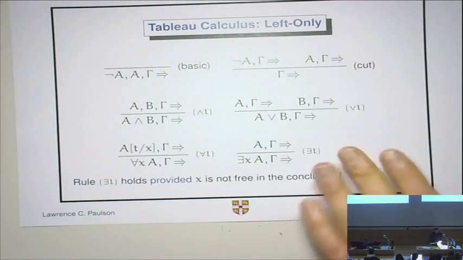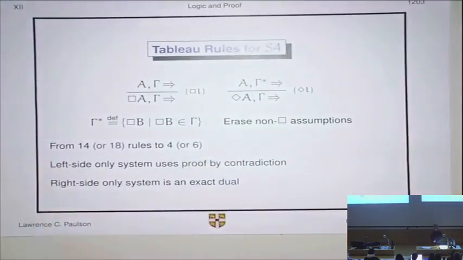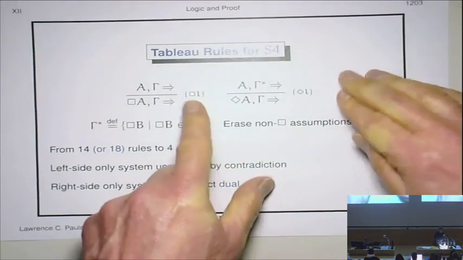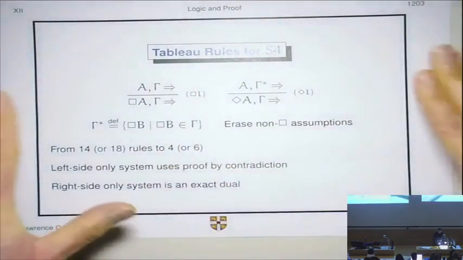And of course, we had modal logic last time, and we don't want to do without modal logic. Again, these rules are the same rules as before. We just got rid of the right-hand side. So this is exactly the same.